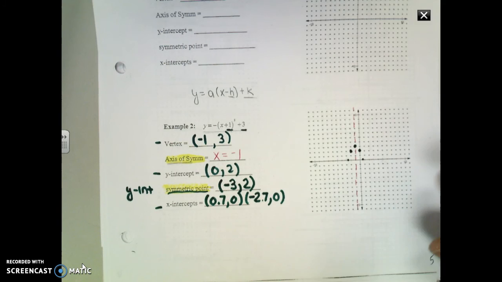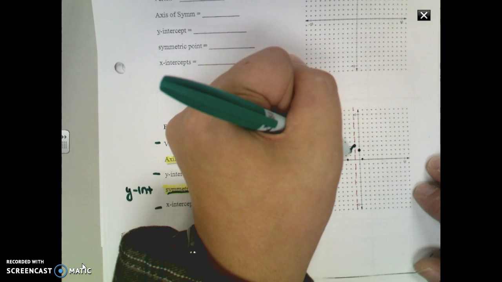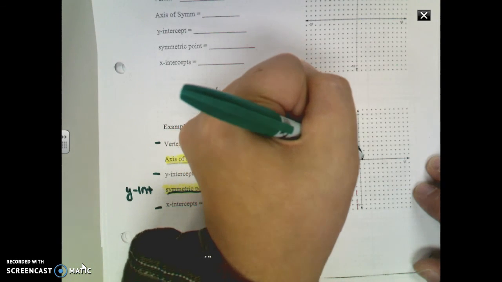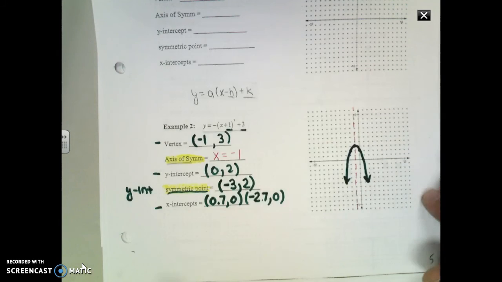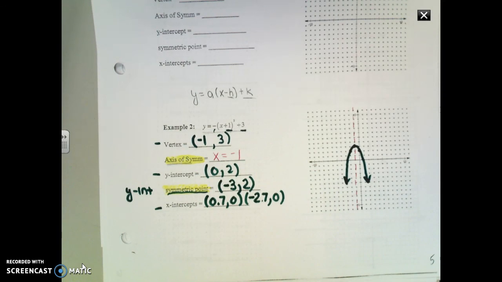And so I now have enough points in here that I can go ahead and plot my parabola. So we have to continue the curve on this side. And again, because it's negative in the front, we should have known that it was going to open down, which it does here.